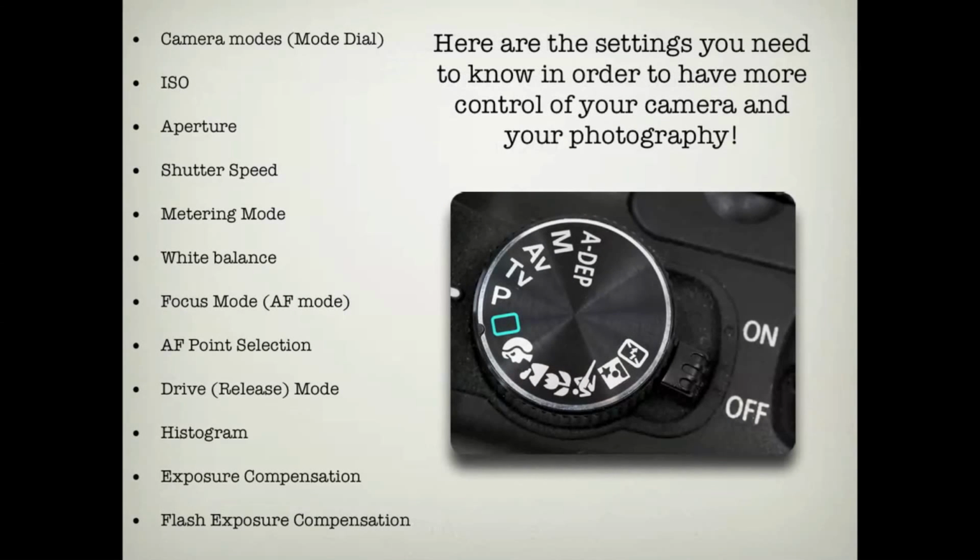Here are the settings you need to know in order to have more control of your camera and your photography. Camera modes, ISO, aperture, shutter speed, metering mode, white balance, focus mode, autofocus point selection, drive mode, histogram, exposure compensation, and flash exposure compensation.